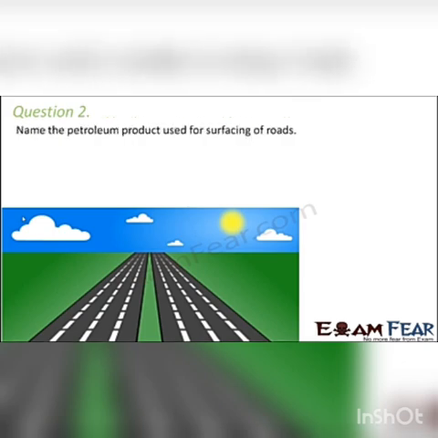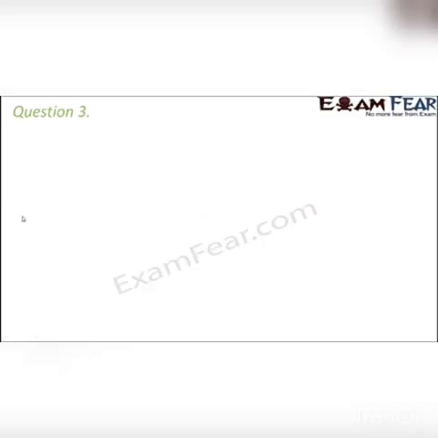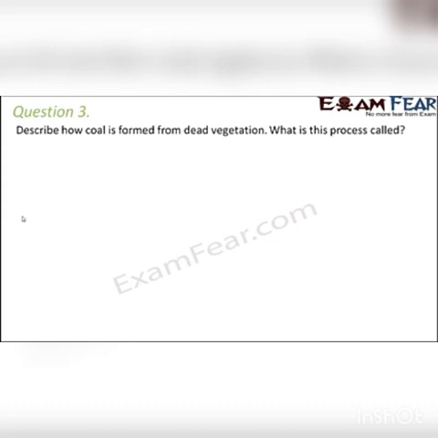Question number 2. Name the petroleum product that is used for surfacing of roads. So yes, that is bitumen, as I told you. It acts as the binder which, when mixed with the aggregate particles, creates the concrete, and that's how it helps to surface roads. Question number 3.